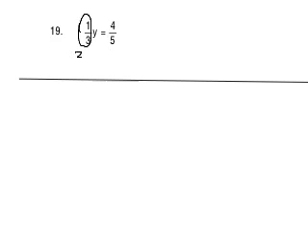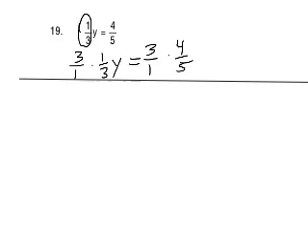So if we multiply by 3 over 1 times 1/3 y, and put 3 over 1 times 4/5 on the other side, these two cancel out, and we get y equals 12/5. So math is about finding the easiest way to get the right answer, right?